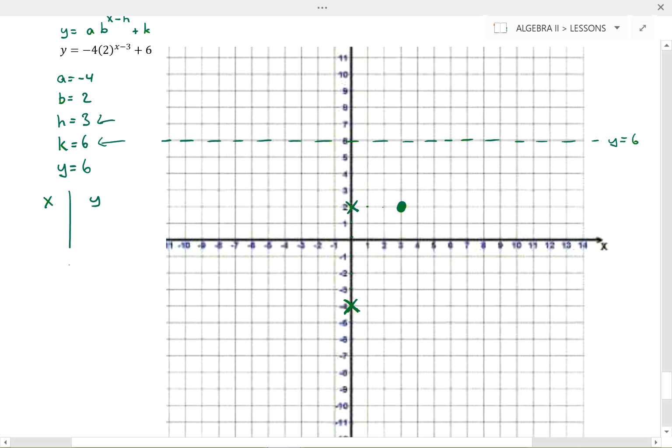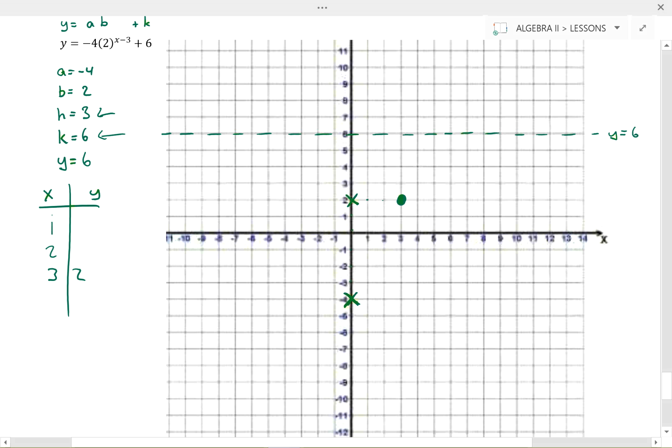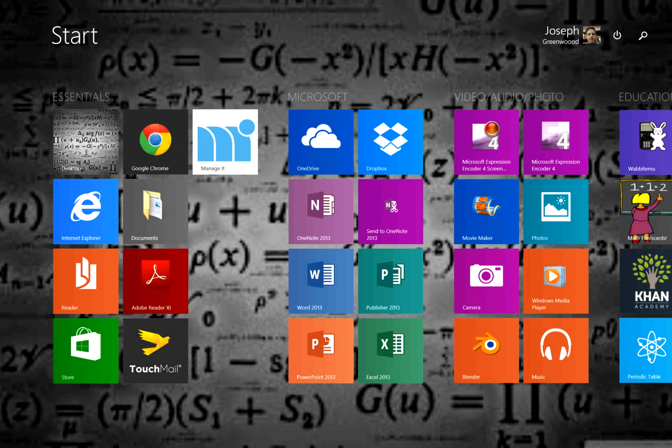So in my x-y table, I'm going to put 3, 2. I'm going to look at some points to the left and some points to the right. I'm going to look at 2, 1, and 0. I'm going to go all the way down to 0 because I know I need to find my y-intercept. And then I'm going to go 4 and 5. Those are the x values so that I can see what's happening on both sides of the point that we know exists on our graph.